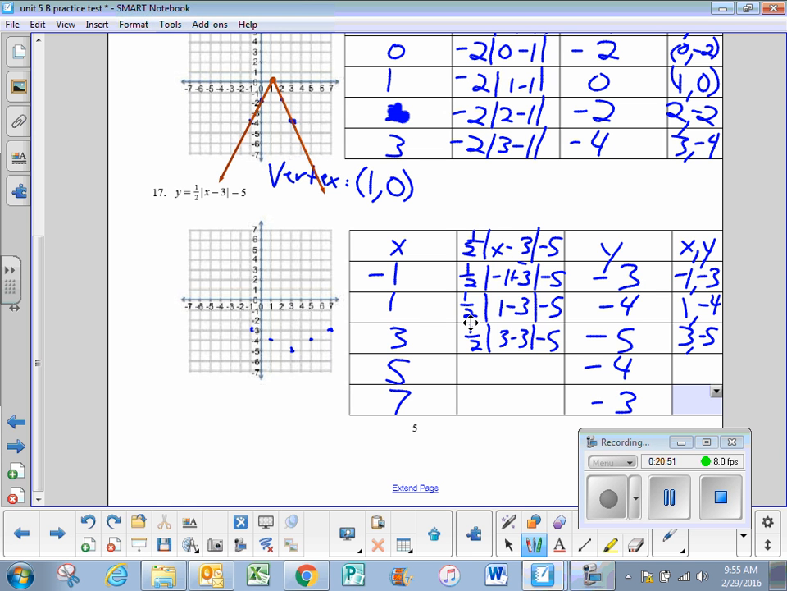Did it get wider or narrower? Wider. Good, Eric. Wider. Why did it get wider, guys? Because of the one-half. Good, because of this guy right there.